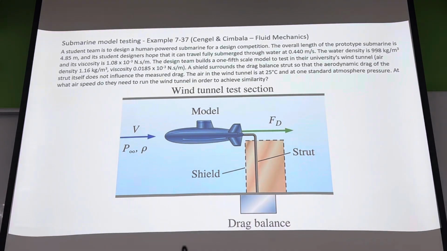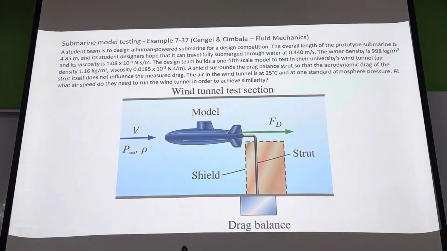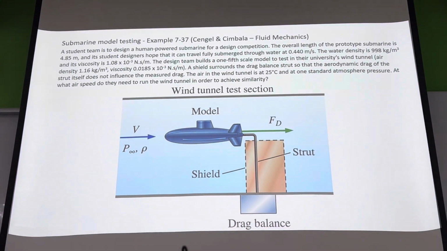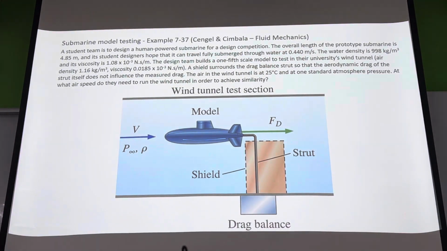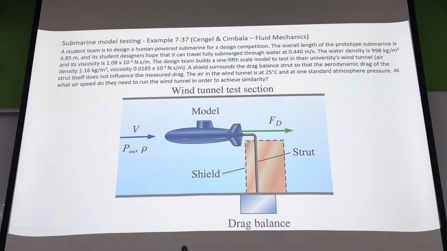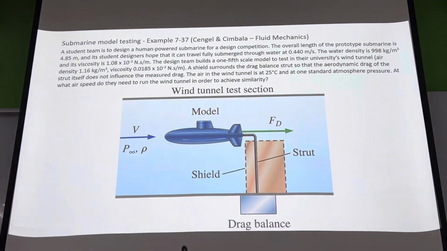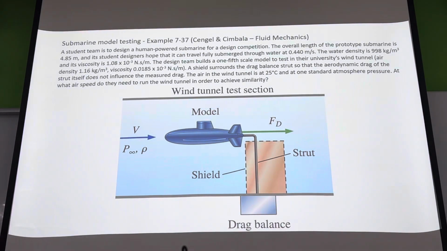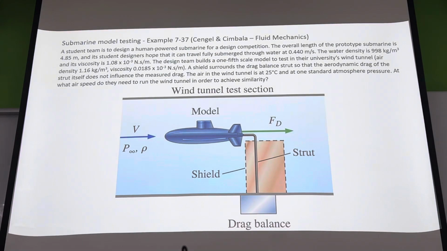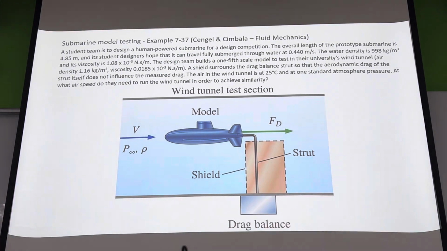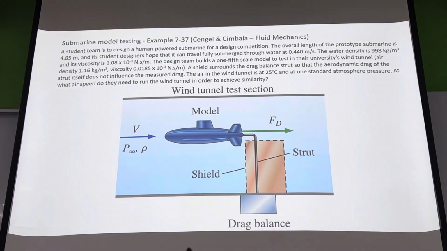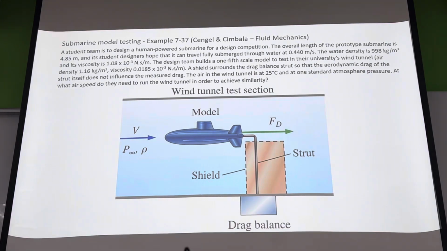They have a full-scale submarine they want to build. It's 4.85 meters long, and when it travels, it's going at 40 meters a second. The water has a density of this and a viscosity of that. We want to build a 1/5 scale model, so we want to reduce the length by a factor of 5 to be able to fit it in the wind tunnel. The question is, what airspeed do we need to run it at to get dimensional similarity, to make sure we get realistic results?